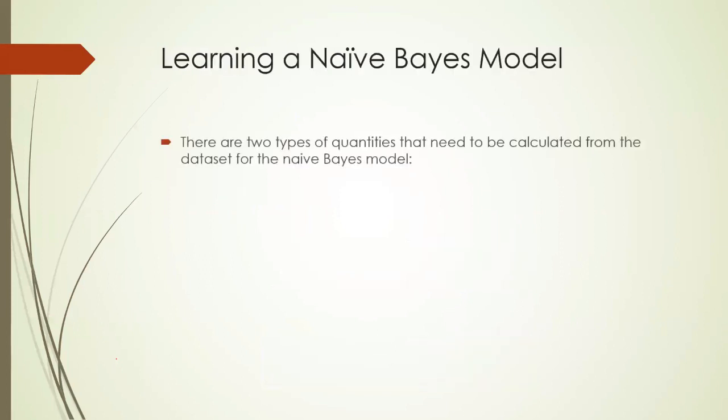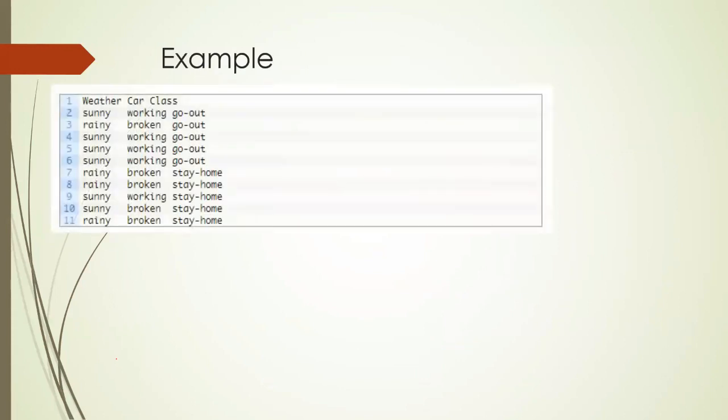When learning a naive Bayes model, there are two types of quantities that need to be calculated from the data set: the class probability and the conditional probability. For example, let's say we have this data set. Weather: sunny, rainy, sunny, rainy, rainy. This is the car, whether it's working or broken. And this is the class, whether you want to go out or stay at home.